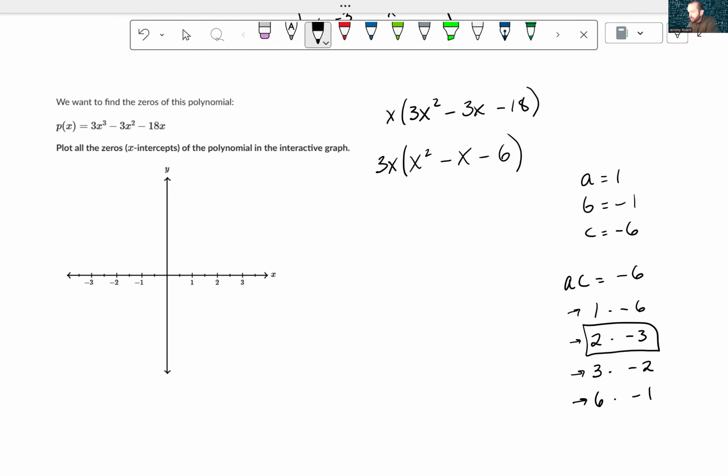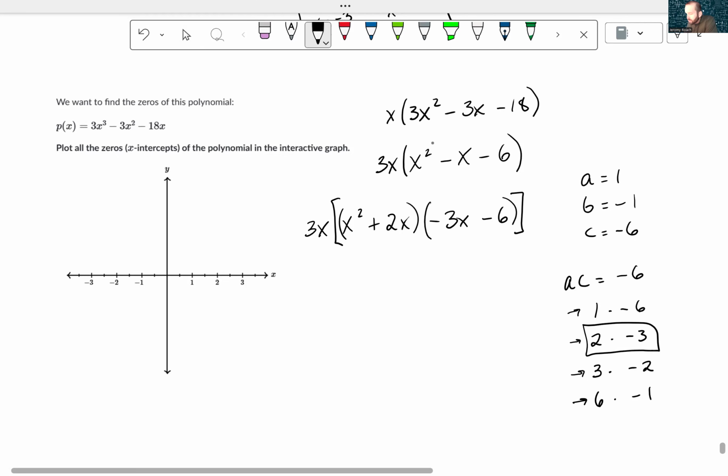So now we're going to rewrite this out. 3x on the outside, and this is x squared plus 2x minus 3x minus 6. I'm actually going to put brackets. You don't have to do this, but I'm just going to put brackets so I don't do double parentheses. So we do factor by grouping right here. This is important to make sure that negative goes inside the parentheses. And then we put a plus there.